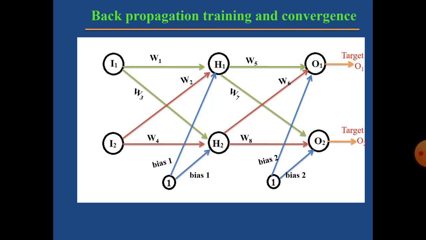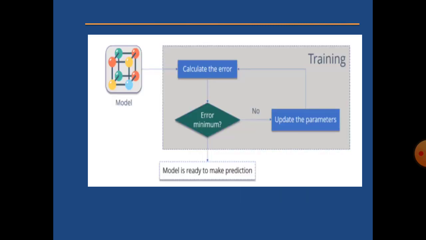So this can be explained with a simple model. See here, we have already seen this figure. Let us suppose this model indicates the neural network which was constructed by us. So here, what are we going to do? First, we are going to calculate the error.